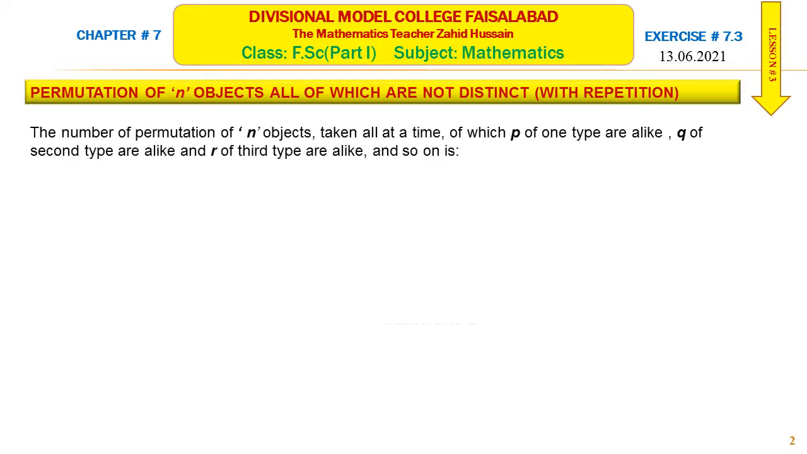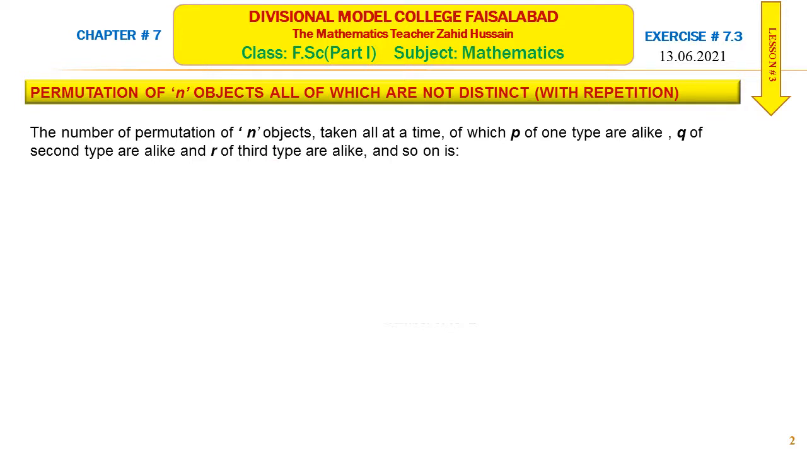The number of permutations of n objects taken all at a time, of which p of one type are alike, q of second type are alike, and r of third type are alike, and so on, is how we will calculate the permutation of n objects in which all objects are not different, and we have to take all the objects at a time. Some objects or some letters or some numbers or some digits occur p times, some occur q times, and some occur r times, and so on.